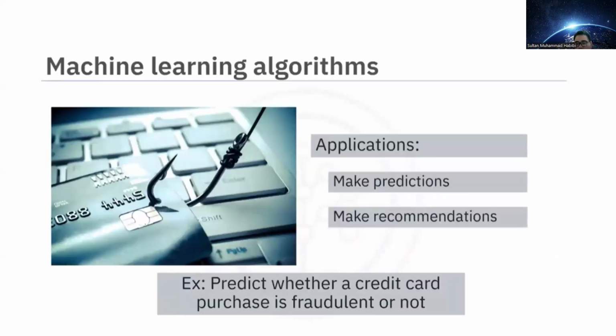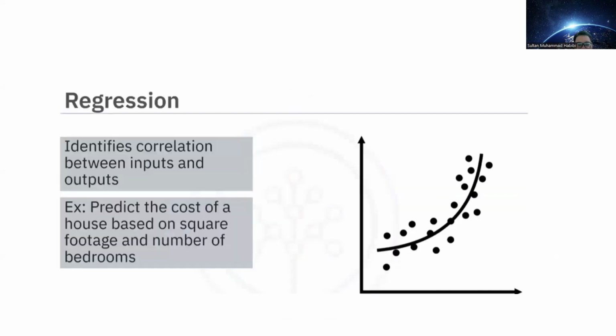And of course, there are also machine learning algorithms. The application itself is to make predictions and make recommendations. For example, predicting whether a credit card purchase is fraudulent or not uses machine learning algorithms to make sure that cyber threats cannot be carried out by unauthorized people. And of course, there's regression, the most important algorithm in this chapter. It identifies the relation between input and output. For example, it predicts the cost of a house based on square footage and number of bedrooms.